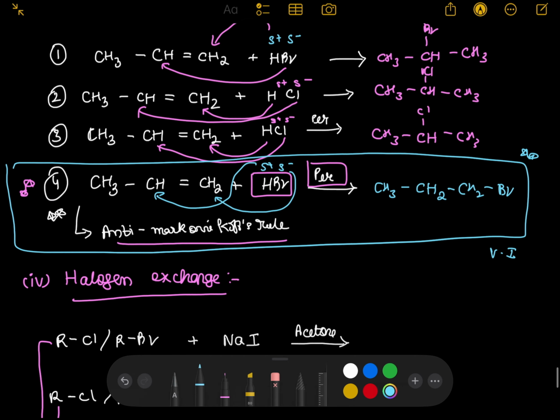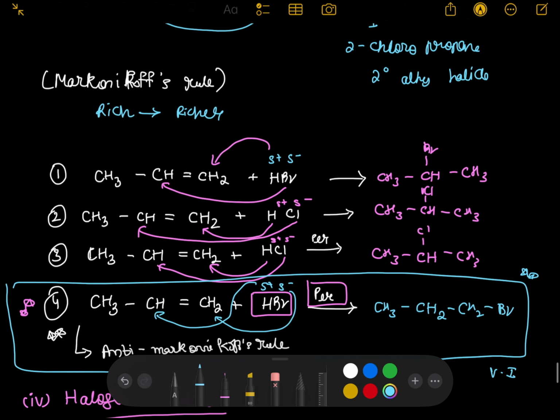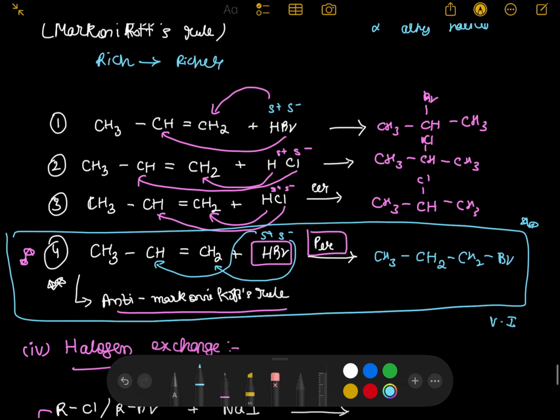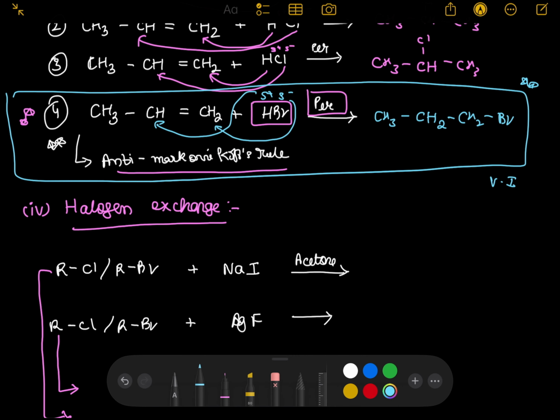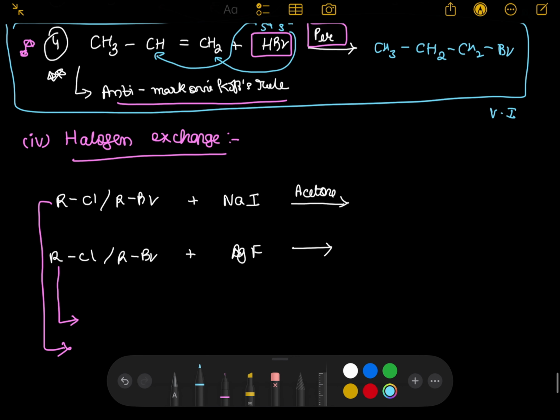Always remember, Markovnikov's rule is rich becomes richer. But when I'm using HBr in presence of peroxide, it is anti-Markovnikov's rule. This is very, very important. It's going to be used in your conversions almost everywhere. Okay, next one is halogen exchange.